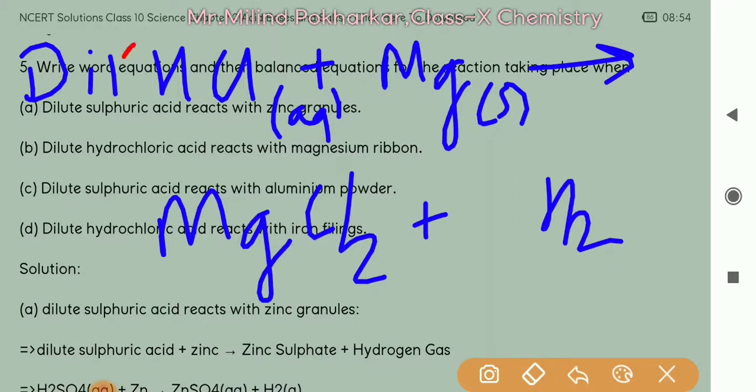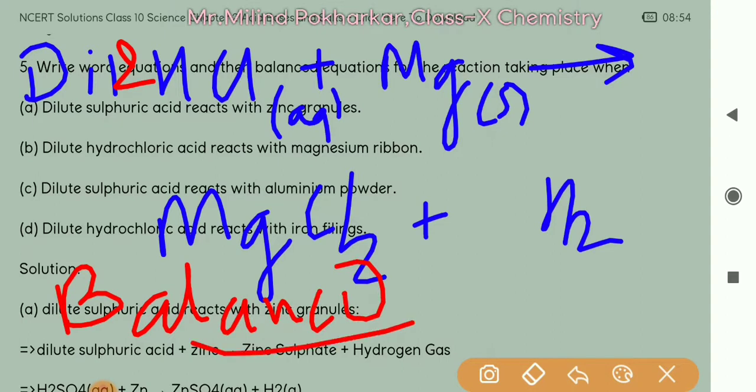Now here chlorine is 2 and hydrogens are 2, so we have to make a change here, that is 2 HCl. If you make it 2 HCl, then everything is balanced. Now this is balanced.